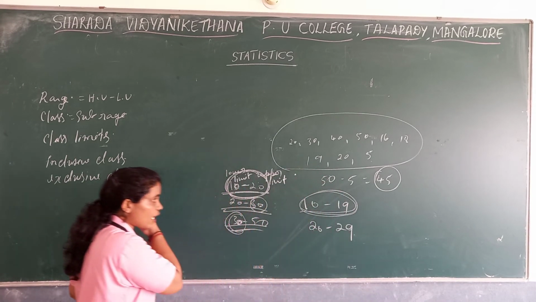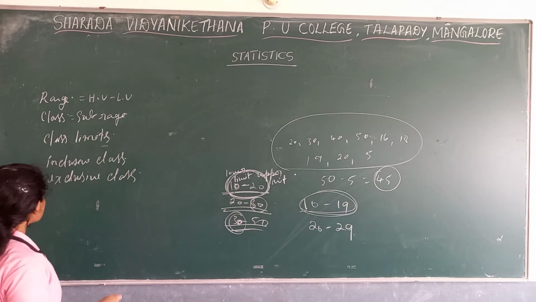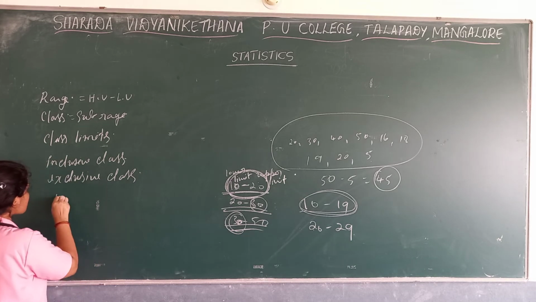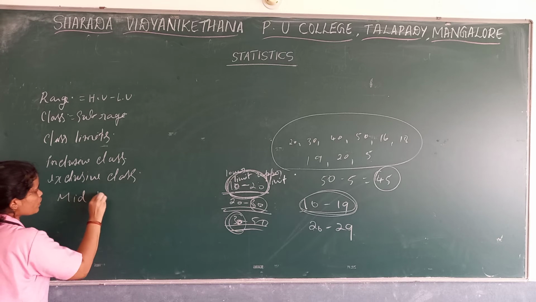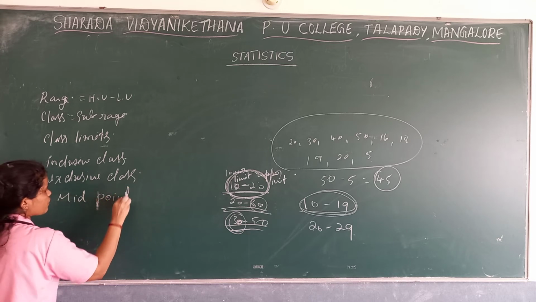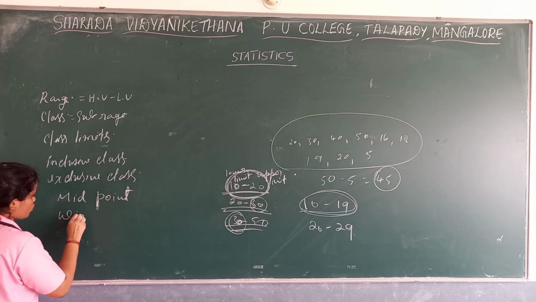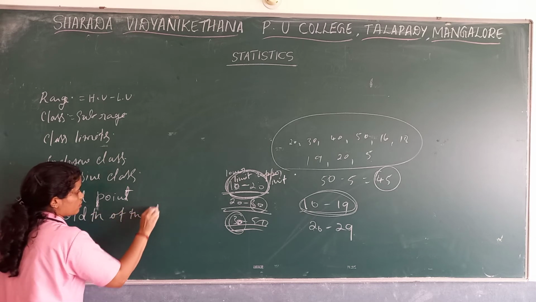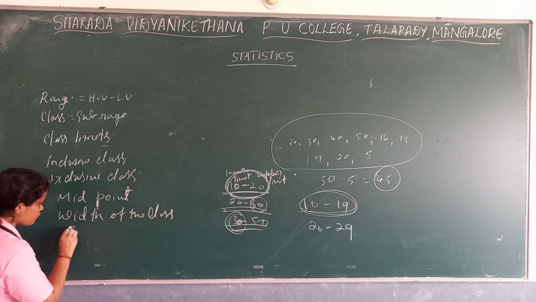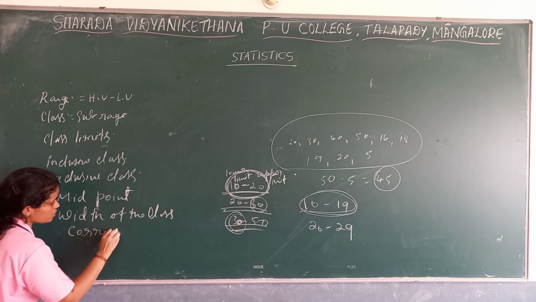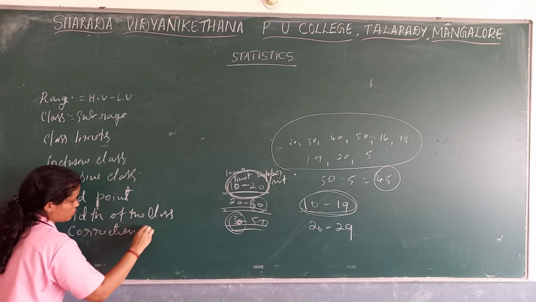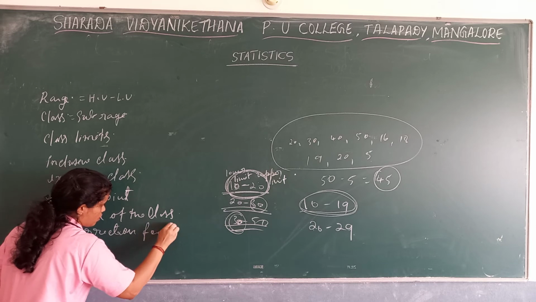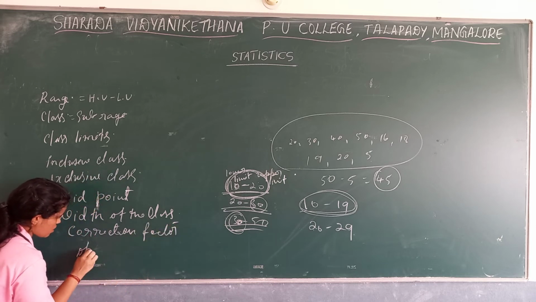Then after exclusive class, we have seen the mid value or midpoint. Then we have seen the width of the class. Then we have seen the correction factor. Then open-end classes.